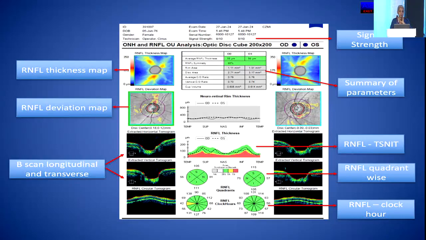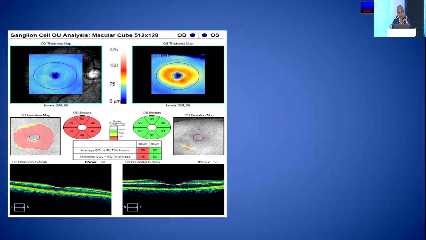This is the printout which we are used to seeing, and we can get a lot of information from this, mainly about the RNFL layer. We also always need to look at the ganglion cell analysis in combination.